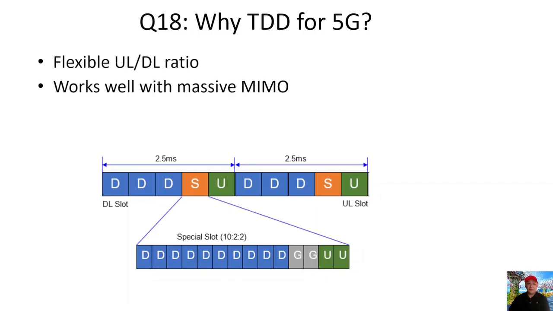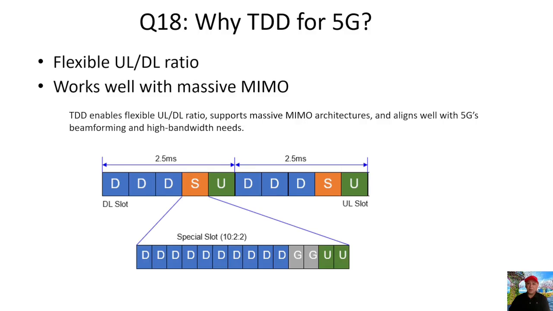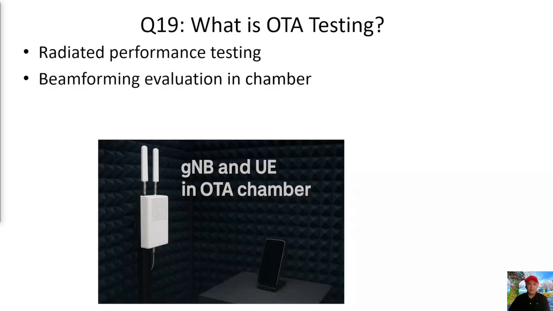Question 18. Why TDD for 5G? TDD enables flexible uplink and downlink ratio, supports massive MIMO architectures, and aligns well with 5G's beamforming and high bandwidth needs. Question 19. What is over-the-air testing?